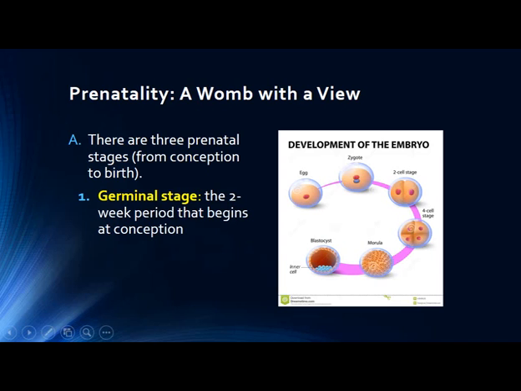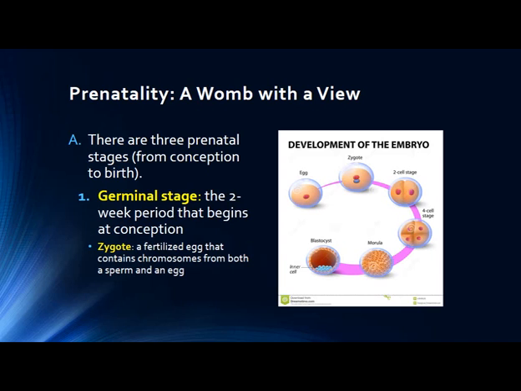The germinal stage is this first 2-week period that begins at conception. So we have the fertilizing of the egg. It travels down the fallopian tubes if it's not already made that journey, and then will implant itself in the uterine wall, which has prepared itself for pregnancy. That's the whole purpose of the 28-day menstrual cycle: to prepare women's bodies for pregnancy. Of course, if a pregnancy doesn't occur, then the uterine lining gets released, and that's the menstrual period itself. So we start with this germinal stage, the first 2 weeks.